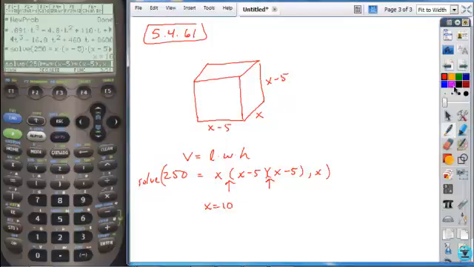So once you get x is 10, each of these is 5 less than that, so 5 and 5 would be your dimensions. And so the length is 10, the width and the height each are 5.